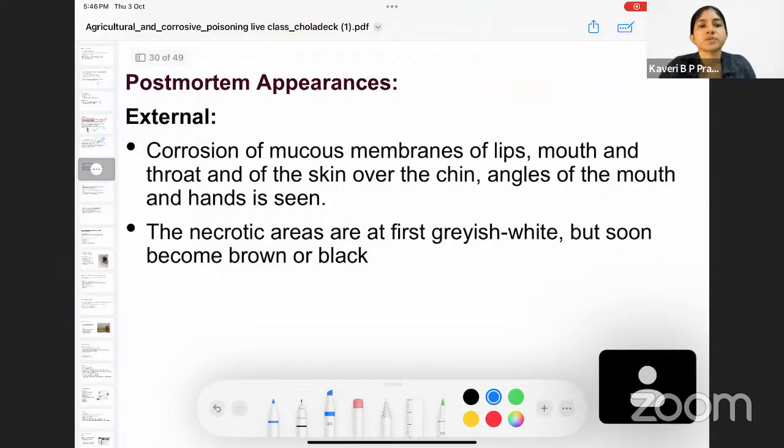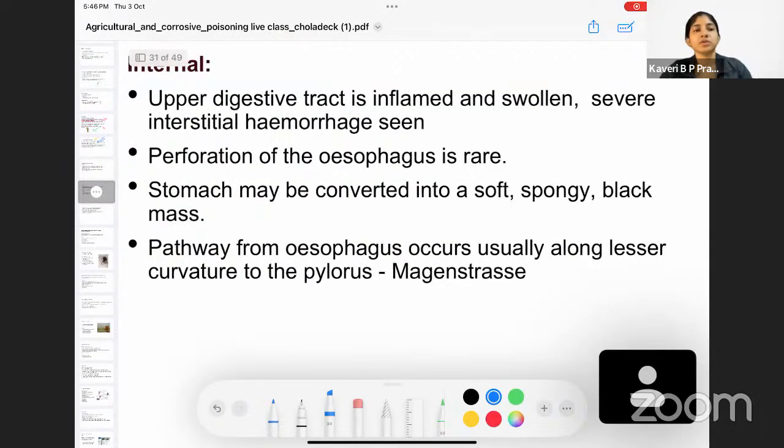Coming to what are the post-mortem appearances. Externally, there's going to be corrosion of the mucous membrane of the lips, mouth, throat, and skin over the chin, angle of the mouth, and the hands. So wherever an acid or a caustic alkali has touched, there is going to be corrosion. It's going to look blackish, excoriated. It looks like a wound. And these necrotic areas are at first grayish white, but soon become brown or black. As the hematin deposition increases, it's going to change its color to brown or black.